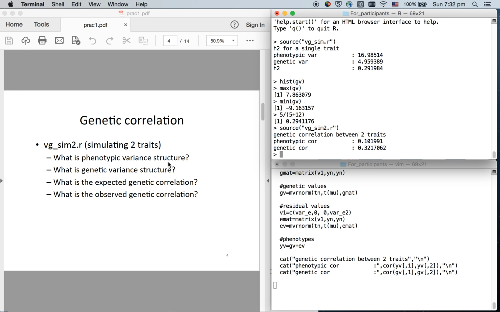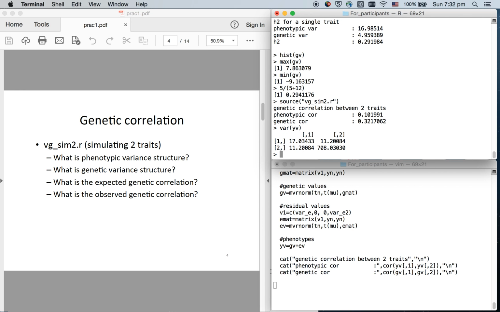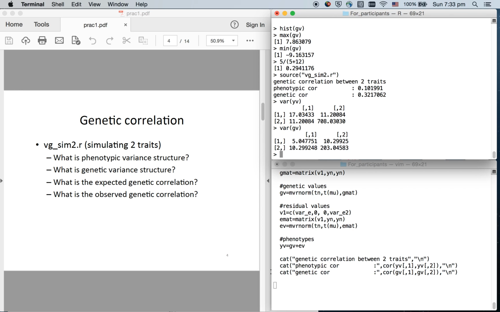So what is the phenotypic variance structure? What is the genetic covariance structure? What is the expected genetic correlation? And what is the observed genetic correlation? You can also have a look at the actual values. This is a function that gives the structure for the value, something like this. So this is the phenotypic variance structure, right? This is the genetic variance plus residual variance for the first trait, and this is for the second trait, and this is the covariance. And what is the genetic structure? That is GV. This is the genetic variance for the first trait, this is the genetic variance for the second trait, and this is the genetic covariance.